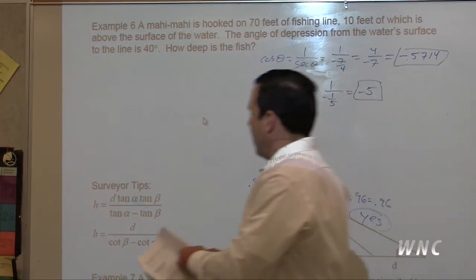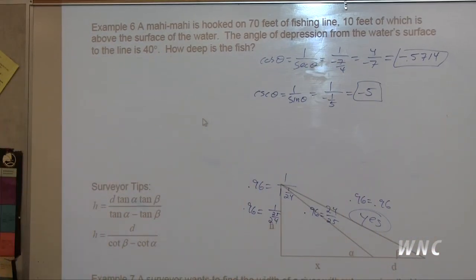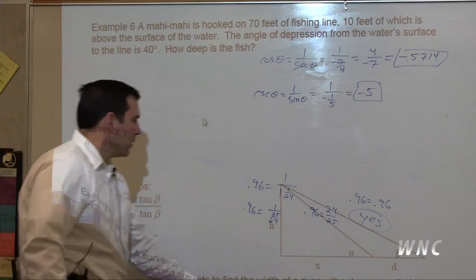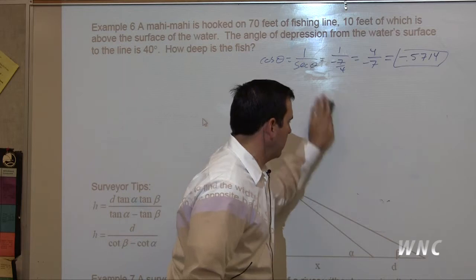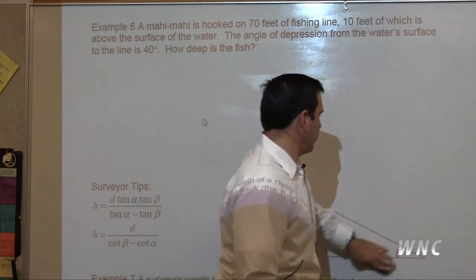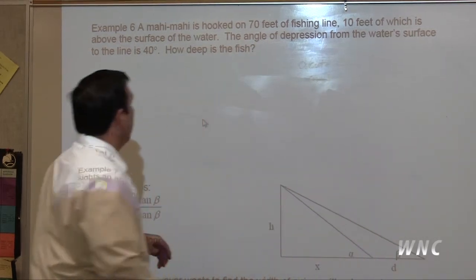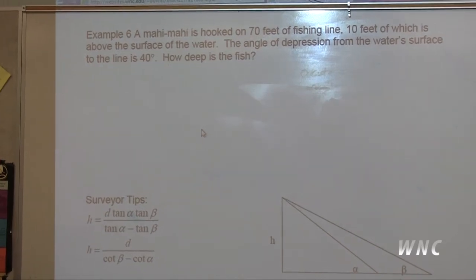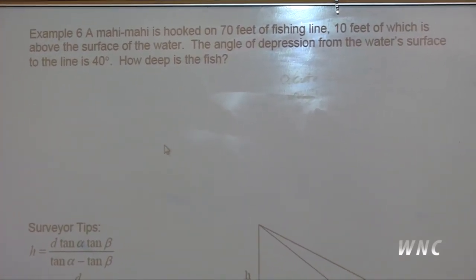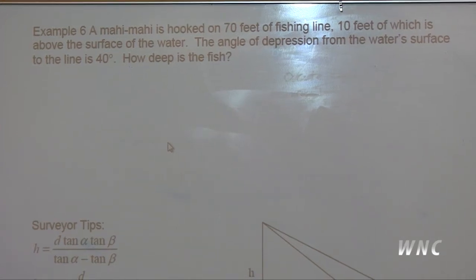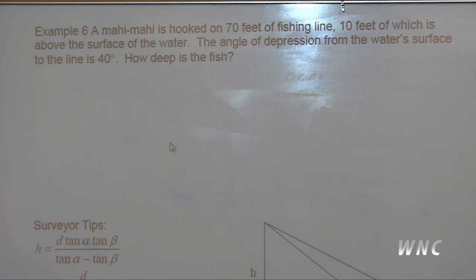Okay, a mahi-mahi. Who likes to fish? A mahi-mahi is hooked on 70 feet of fishing line, 10 feet of which is above the surface of the water. The angle of depression from the water surface to the line is 40 degrees. How deep is the fish?